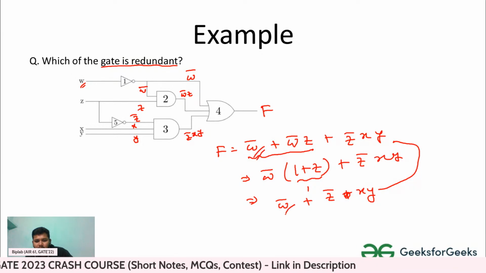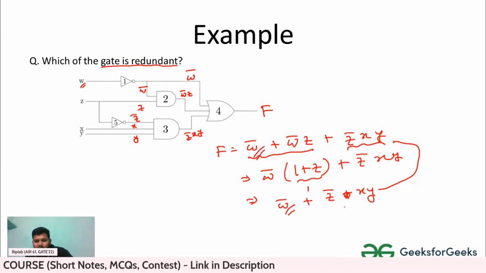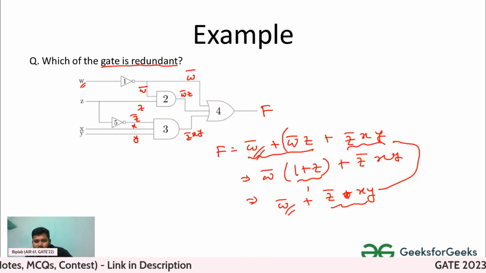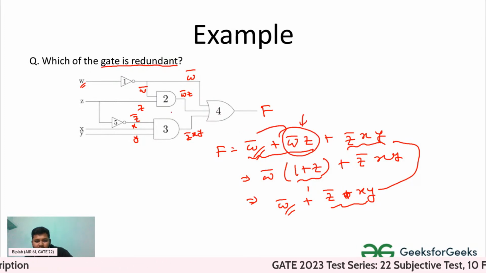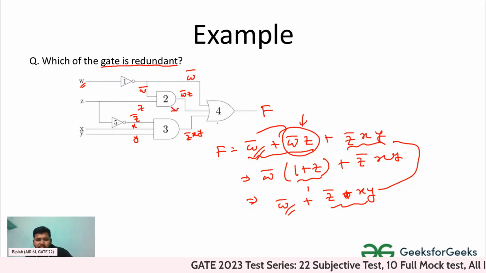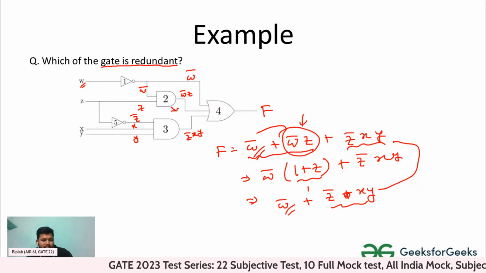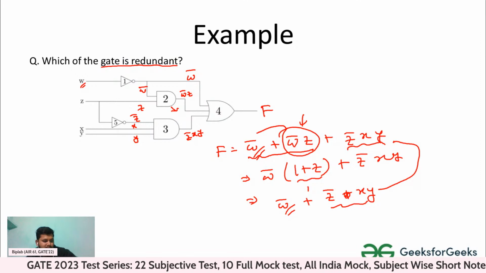If you compare between these two, you have your W bar, you have this term also, but this term is redundant. From where did you get this term? This term you got from gate 2. So gate 2 is redundant.